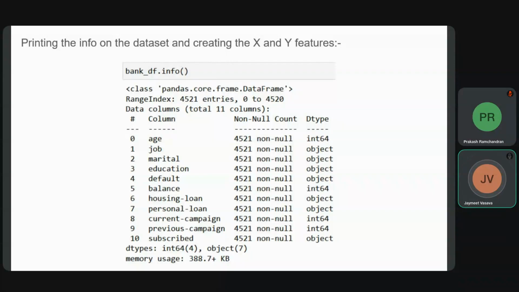So the information regarding the data set: we have a total of 4,521 entries and 11 columns. Out of them, 4 are integer data types and 7 are object data types. It takes 388.7-plus KB to store the data set.